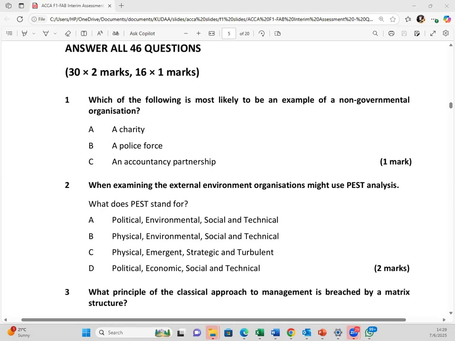When examining the external environment of organizations, you might use the PEST analysis. What does PEST stand for? So if you are looking at the PEST analysis, the P is what? So they're saying D is the answer. I think D is winning. So it is political, economical, social, and technological. So that's our PEST. So let's not waste time on that.